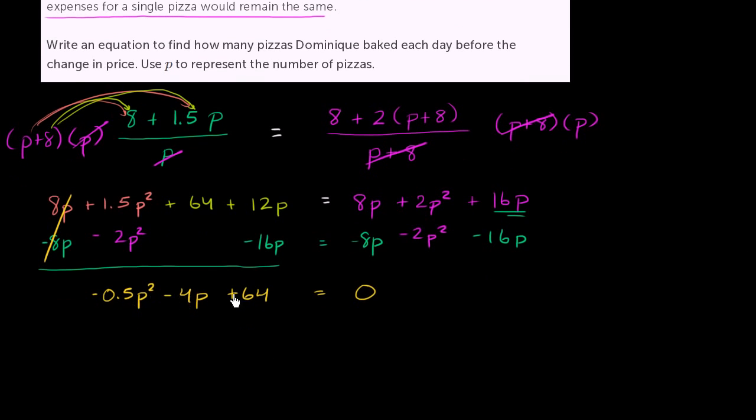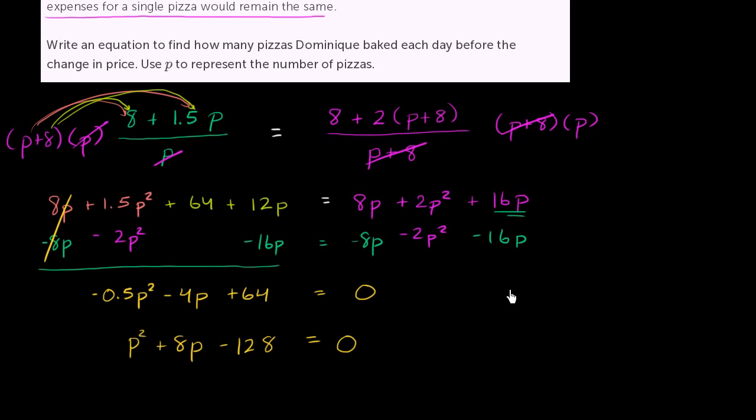And just to make this a little bit cleaner, let's multiply both sides of this equation by -2. I want the coefficient over here to be 1. So then we get p squared plus 8p, negative times -2, so minus 128 is going to be equal to 0.